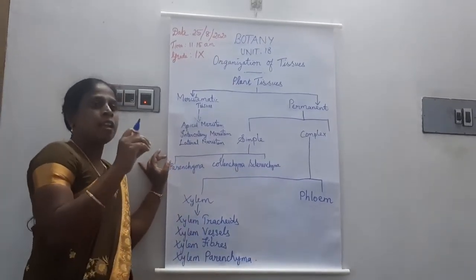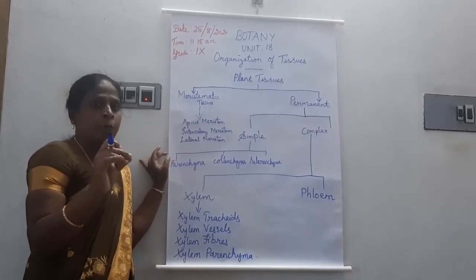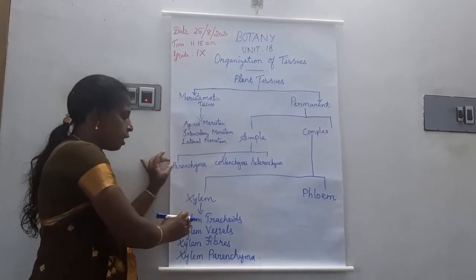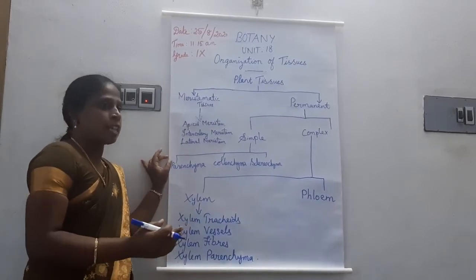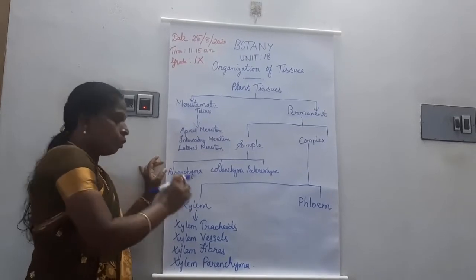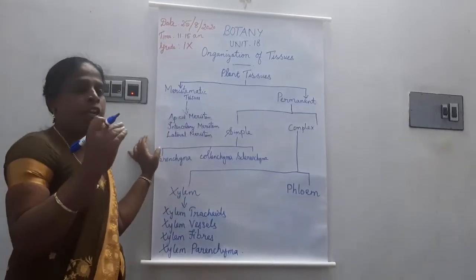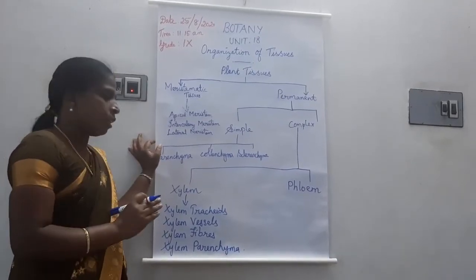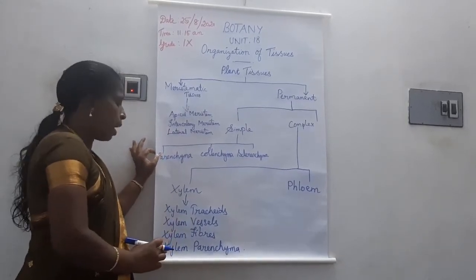See in this cell, it does not have any living protoplast. So the protoplasm is absent in these cells. So they are dead cells. Here the empty lumen is present, and the tracheids are helpful for transportation of water and dissolved minerals from the root to other parts, and also for mechanical support to the plant body.